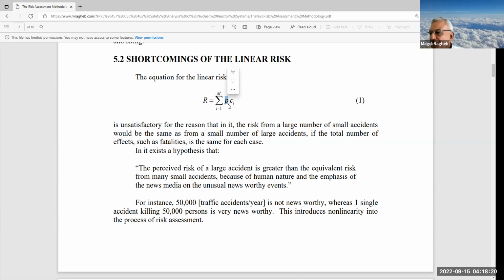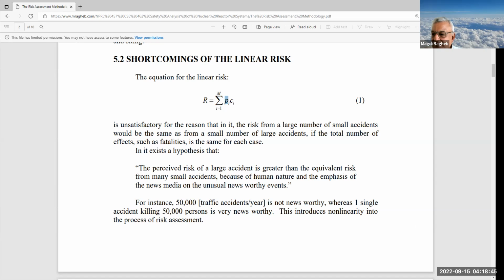It has a very low probability, but the consequences can be large. You lose maybe 200 lives. But on the other hand, you'll find that car accidents maybe can cause the death of one person, the consequence, but they occur, in fact, with a very large probability. Yet you can calculate it and find that the total risk is the same.